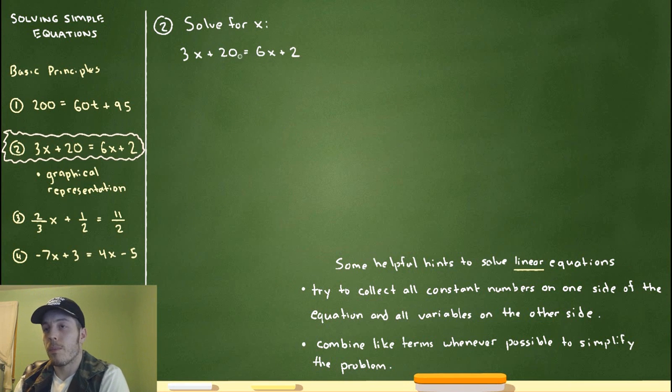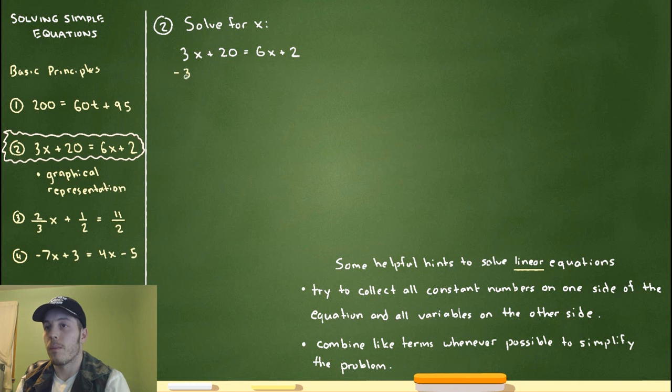So in example number 2, we want to solve for x. Now x is our variable as opposed to t. So we have 3x plus 20 is equal to 6x plus 2. We want to keep these helpful hints in mind for these linear equations. We want to try to collect all constant numbers on one side and variables on the other. So let me move all of my variables to the right side, and let me move all the constants to the left side. You could do it the other way around and it's perfectly fine.